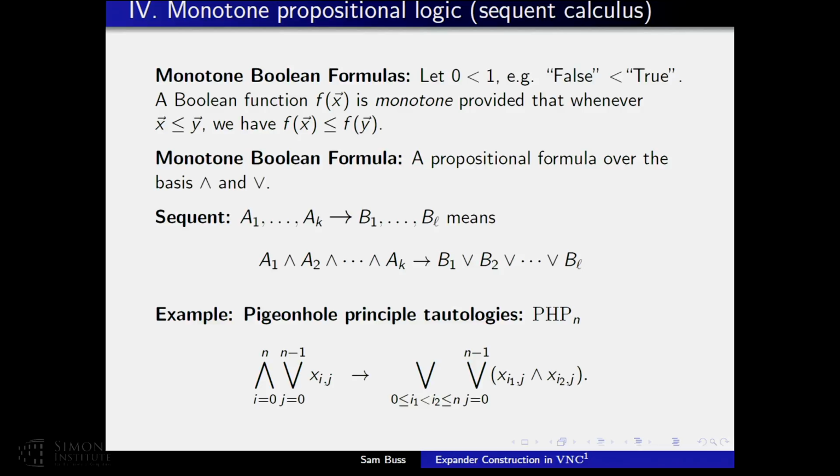Okay, so skipping past the set of size 0, who knows bounded arithmetic, let me come to the final stage of the talk, which is monotone Boolean formulas. So we're back on familiar ground again. Let's order true and false, so false is less than true. A function is monotone, as we've already heard from an earlier talk, if whenever the inputs x are less than or equal to the inputs y, we have the output f of x is less than or equal to f of y.